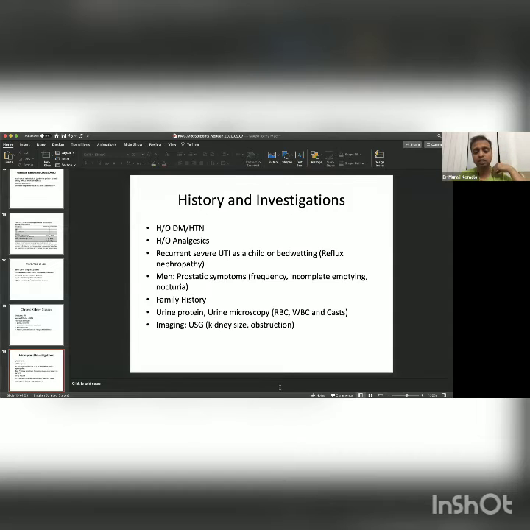And in terms of investigation, the most important thing again is the urine. The urine is extremely important. So urine protein, urine microscopy. You're looking for red cells, white cells, and casts. Casts are nothing but, usually, everybody's urine has got some casts.